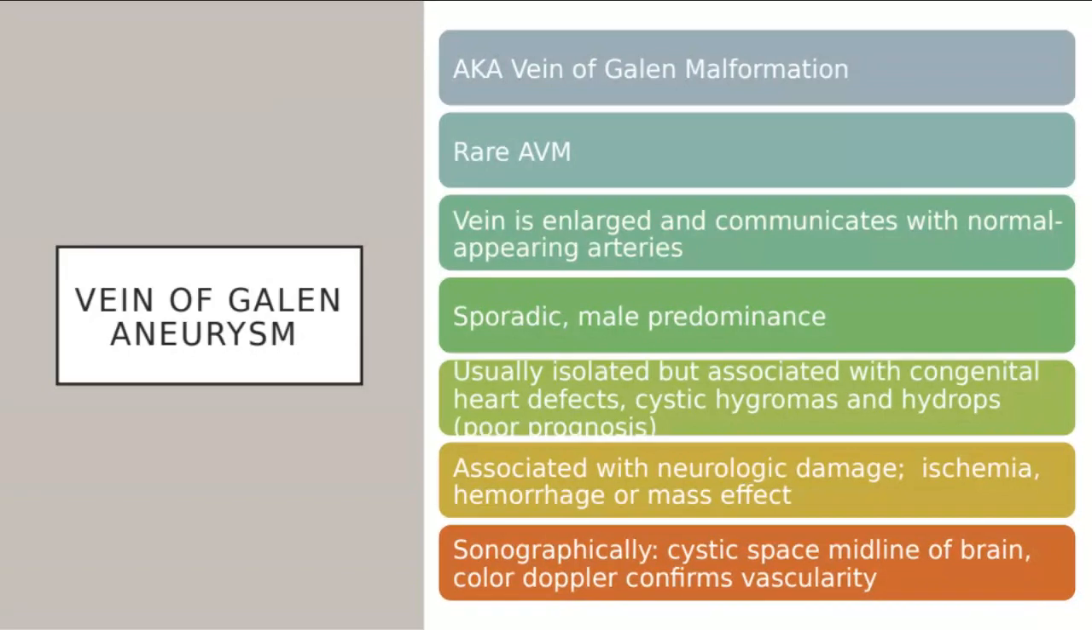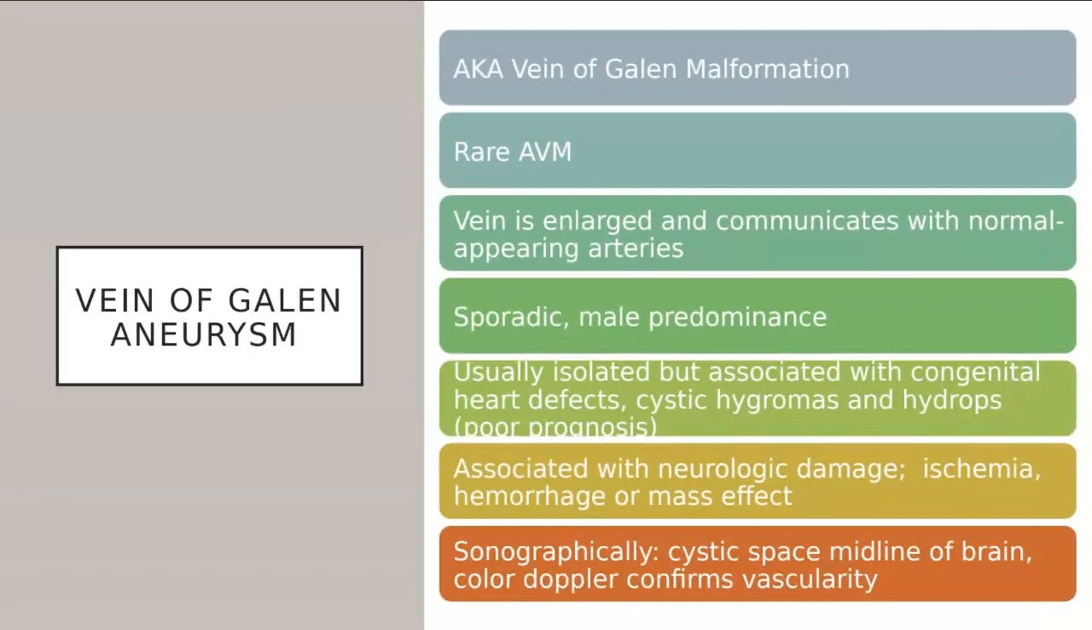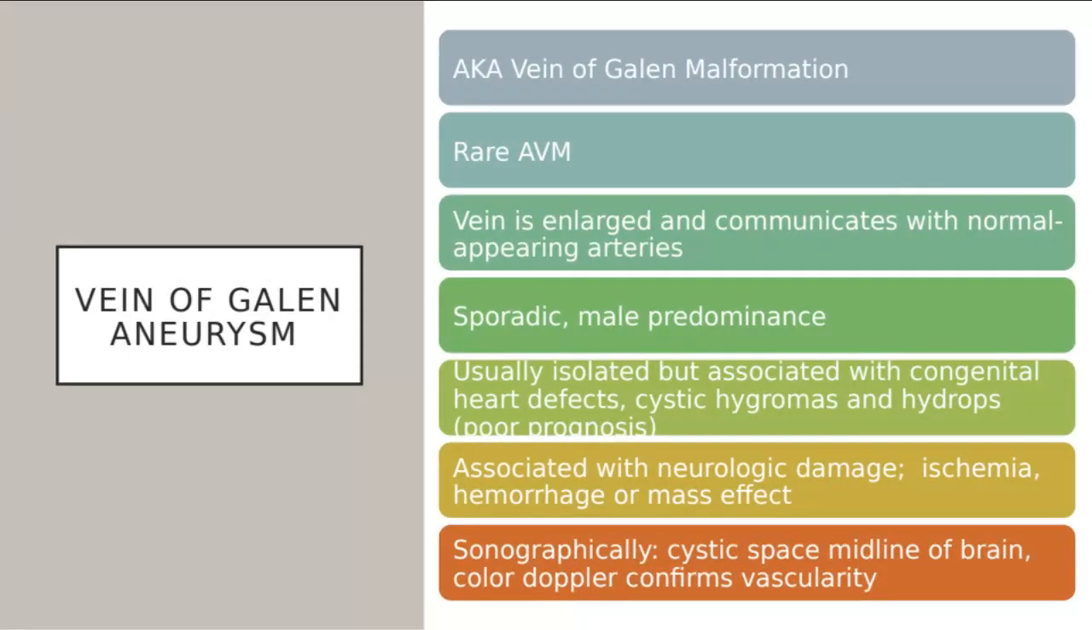well, now you know we're dealing with something vascular. So this is going to be one of the more common vascular conditions that we see in the baby's brain. This is also known as the vein of Galen malformation. This is a rare type of AVM.